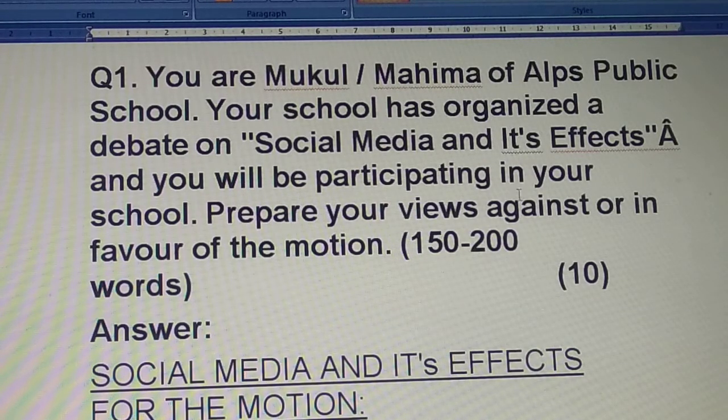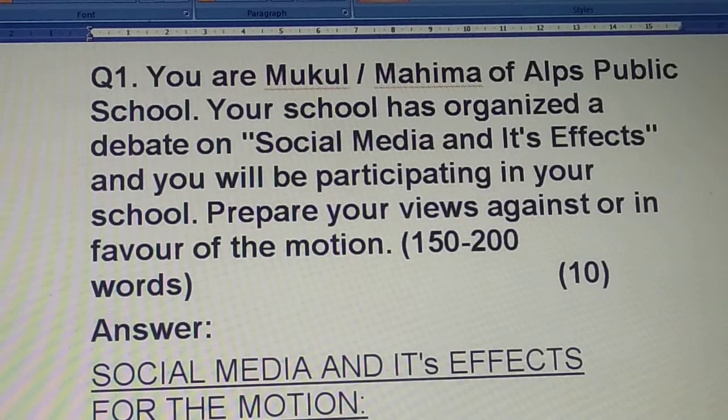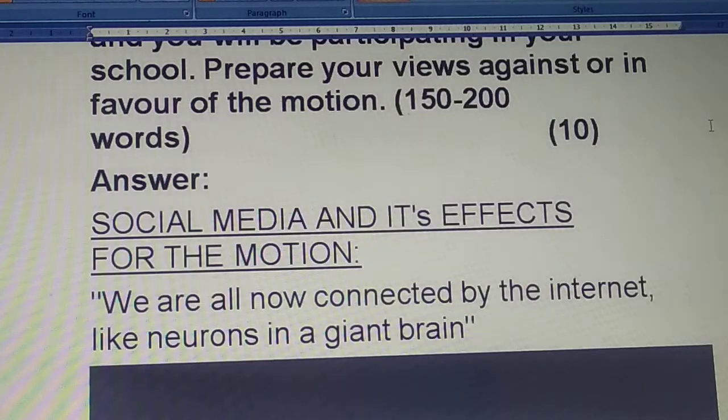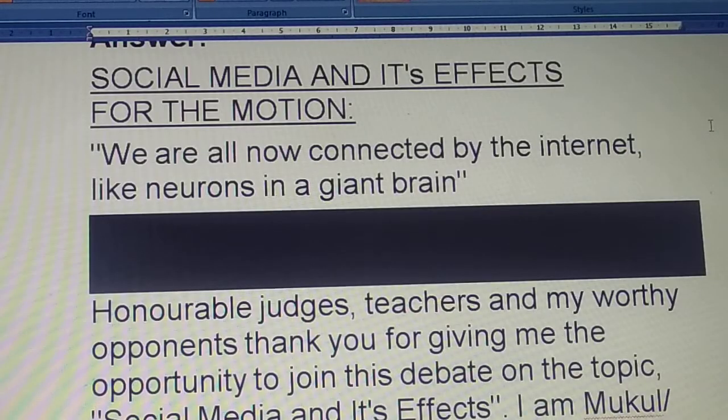So that's the first question, sample question and answer. You're Mukul Mahima of Alps Public School. You have to write a debate on social media and its effects. You have to prepare either against the motion or for the motion. See, this is the answer for the motion.